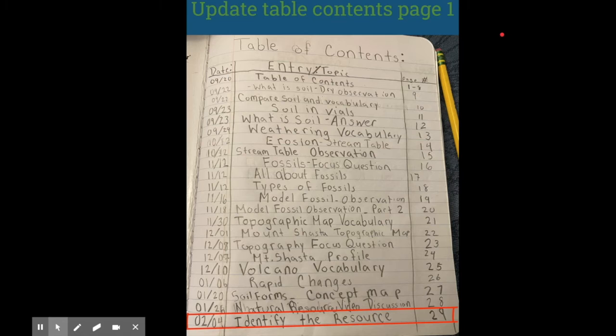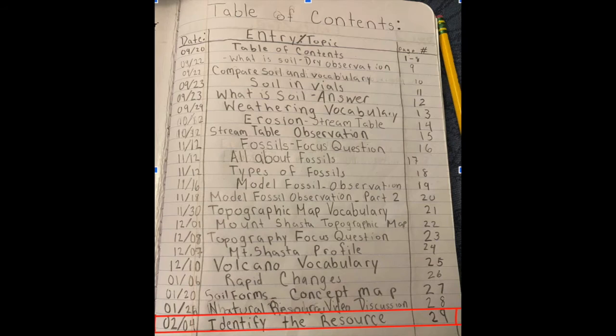I want you to update your table of contents on page 1. Your next entry topic will be 2-04. Identify the resource. We're going to add that on page 29. You will now have a minute and 30 seconds to update this on your table of contents.